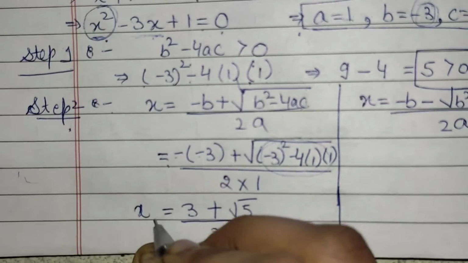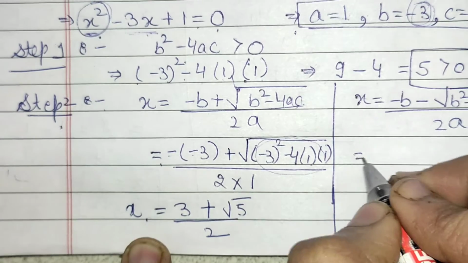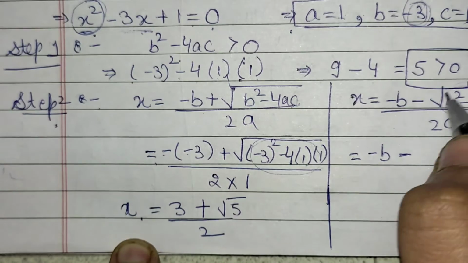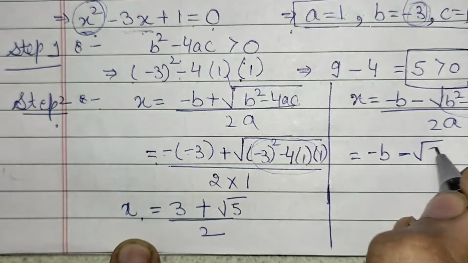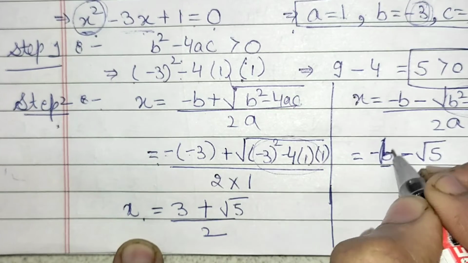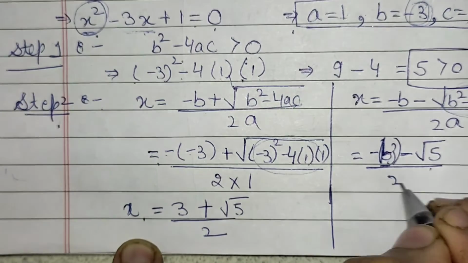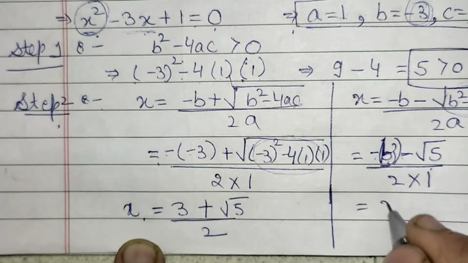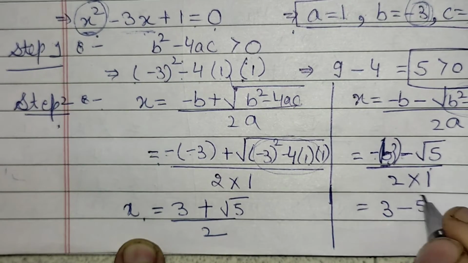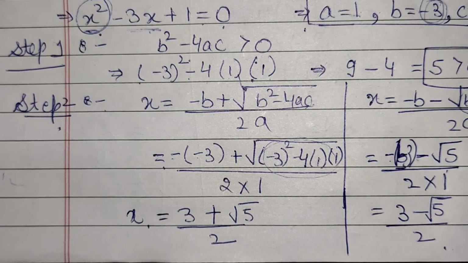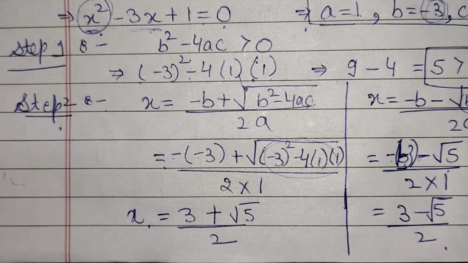Okay, so this is your one root, and your second root is what? Minus b minus under root of this value which is 5. Sorry, put the value of b also. b is what? Minus 3, divided by 2a. Okay, minus and minus will give you plus 3 minus under root of 5, divided by 2. So these are the two roots which exist.